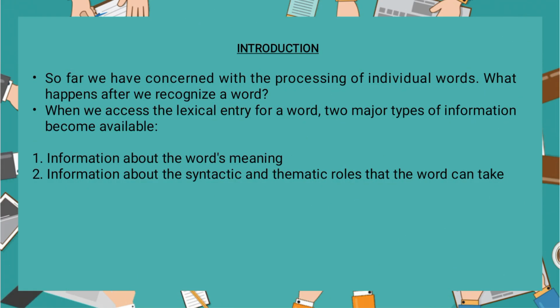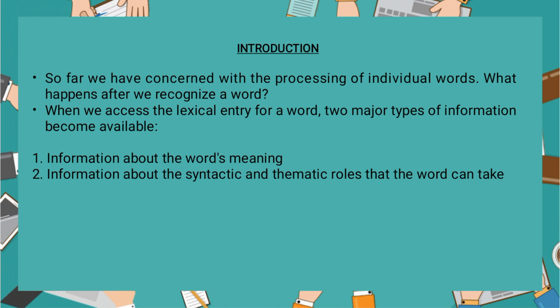Introduction. So far, we have been concerned with the processing of individual words. What happens after we recognize a word? When we access the lexical entry for a word, two major types of information become available: information about the word's meaning, and information about the syntactic and thematic roles that the word can take.